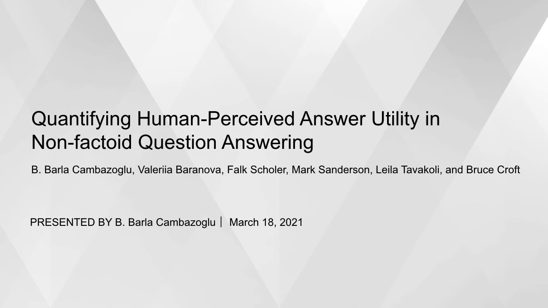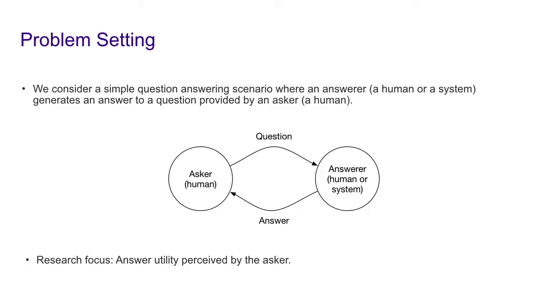The work I'm going to present is part of the question answering research conducted at RMIT in the last couple of years. Let us start with our problem setting, which is very simple. We assume a question answering scenario where an asker comes up with a question and an answerer provides an answer to that question. In our work, the asker is always a human and the answer can be a human or a system. The focus of our research is on understanding the notion of answer usefulness perceived by the askers in such a setting.